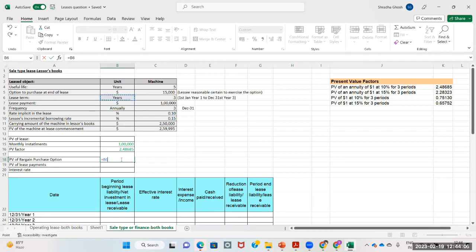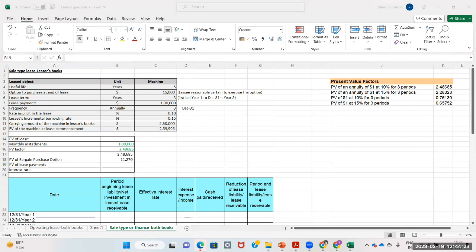15,000 into 10% at the 0.75130. So you will take it for $1 because this is one figure. At the end of. Yes, ma'am. Okay, yeah, one second. Somebody just joined us. Is this clear? So we take the PV of the purchase option.